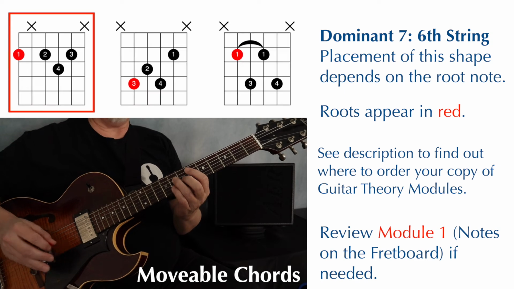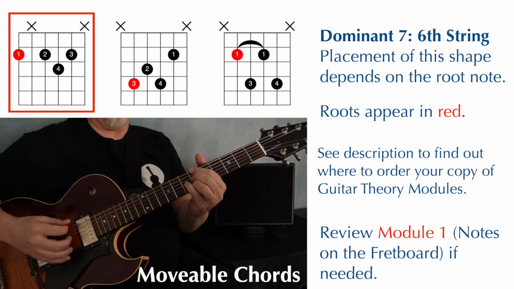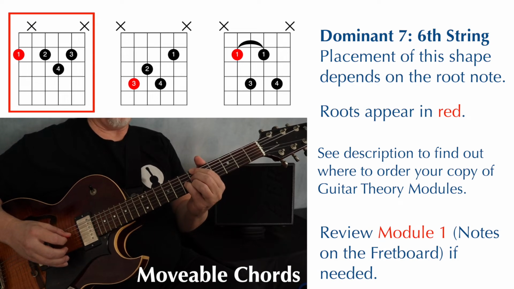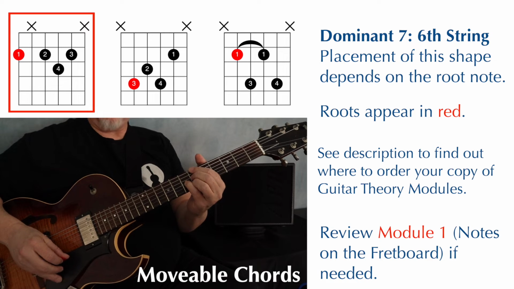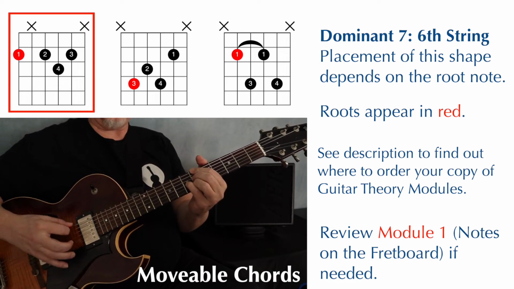Here's a dominant 7 chord shape you can play with the root on the 6th string. Finger 1, 2, 4, 3. This is a B flat 7 that I'm playing because my root note is being placed on the B flat.